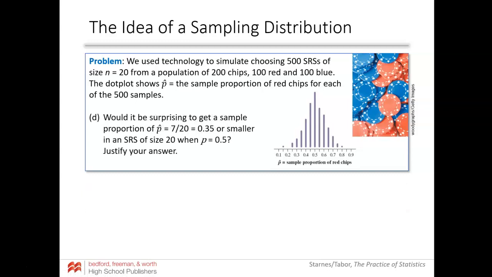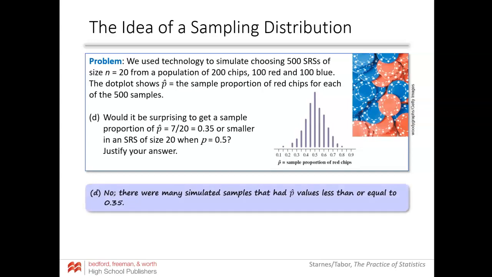So part D, would it be surprising to get a sample proportion like Jenna got? So remember, Jenna got 7 out of 20 as 35%. Would it be surprising to get that or smaller? So when we look at our sample proportion distribution, 0.35 would be right here, right? Now, I don't have the actual count on this, but just eyeballing it, there's quite a few simulated samples that had a proportion value less than or equal to 0.35. So no, I don't think we have evidence that that is an unusual proportion to get.